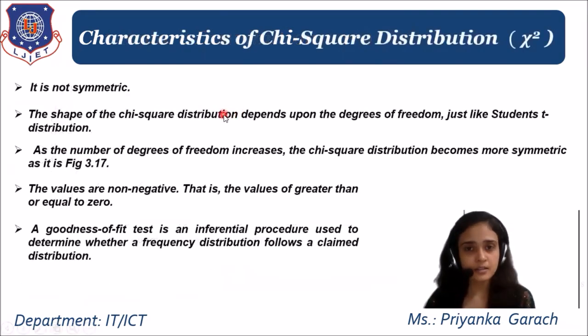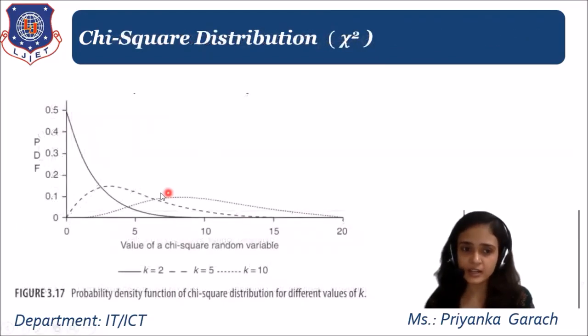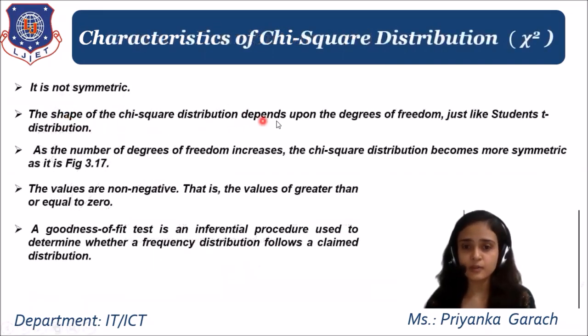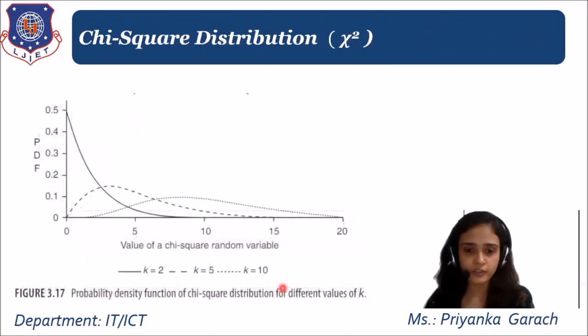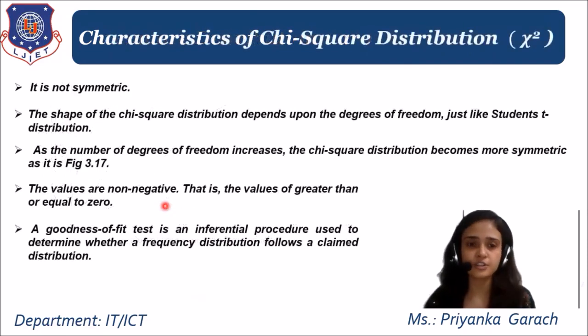Now these are the characteristics of the chi-square distribution. First, it is not symmetric. Symmetric means it is the same on both sides, but you can see over here that for k equals 2, it is not symmetric. The second characteristic is that the shape of the chi-square distribution depends upon the degrees of freedom, just like the student's t distribution. The degrees of freedom depend on the value of k. As the value of k changes, the shape of the chi-square distribution changes.